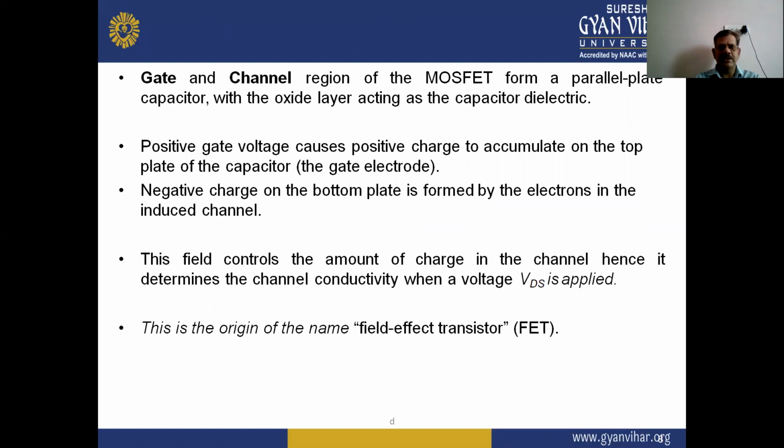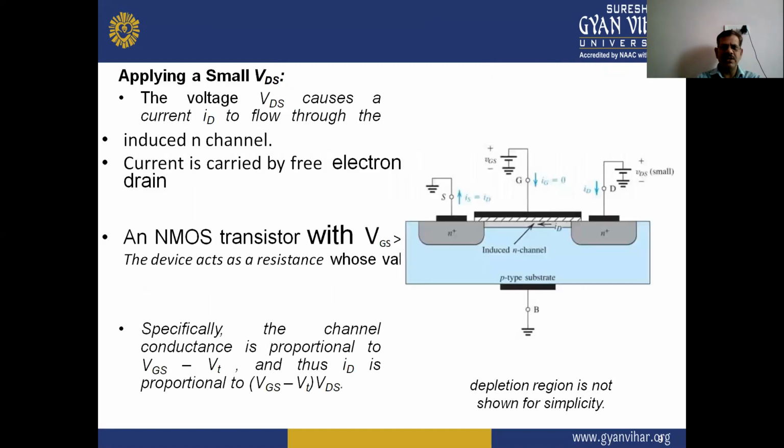The gate and channel region of the MOSFET form a parallel plate capacitor, with the oxide layer acting as the capacitor dielectric. Positive gate voltage causes a positive charge to accumulate on the top plate of the capacitor, the gate electrode. The negative charge on the bottom plate is formed by the electrons in the induced channel. So this field controls the amount of charge in the channel. Hence, it determines the channel conductivity when a voltage VDS, or drain to source voltage, is applied. This is the origin of the name field effect transistor, FET.